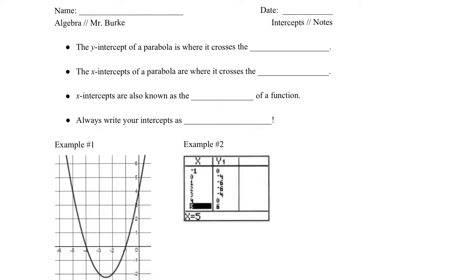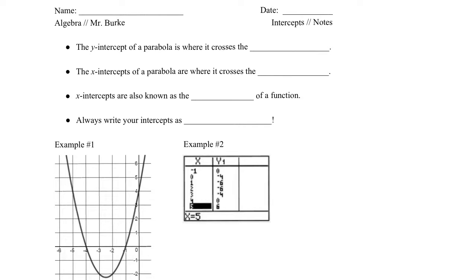So the last major key feature of a parabola that we have to find, we've done axis of symmetry, we've done vertex. Now we have to find some intercepts. This is going to be the last piece that's going to help us graph a parabola. There are y-intercepts and there are x-intercepts.